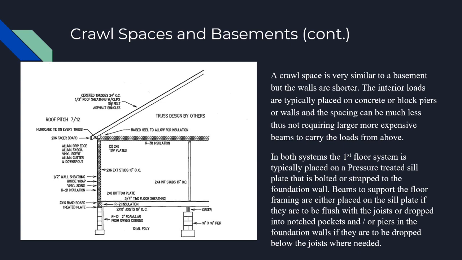In both systems, the first floor system is typically placed on a pressure-treated sill plate that is bolted or strapped to the foundation wall. Beams to support the floor framing are either placed on the sill plate if they are to be flush with the joists, or dropped into notched pockets and/or piers in the foundation walls if they are to be dropped below the joists where needed.